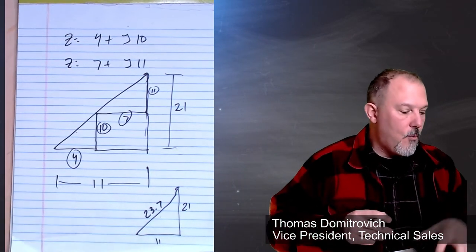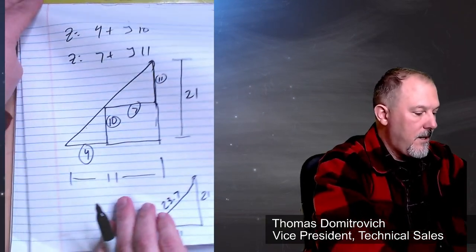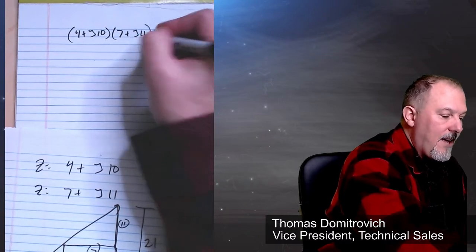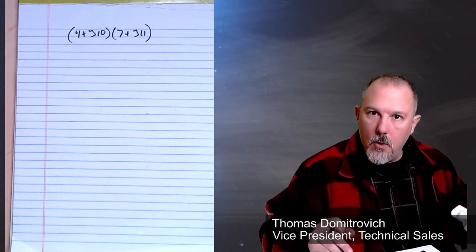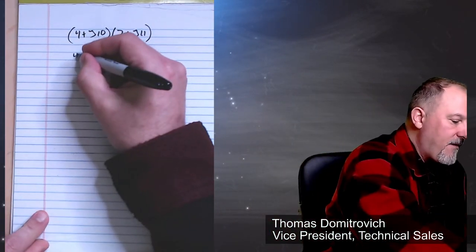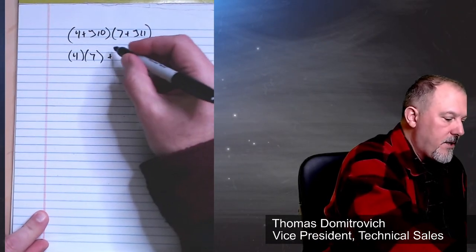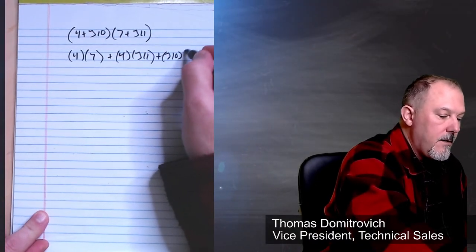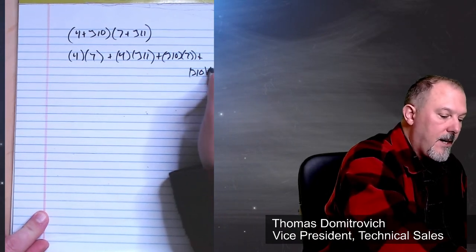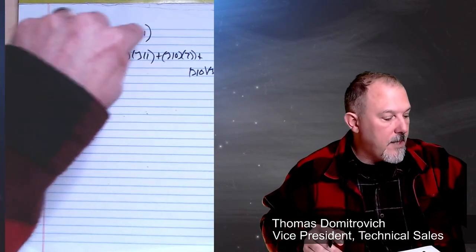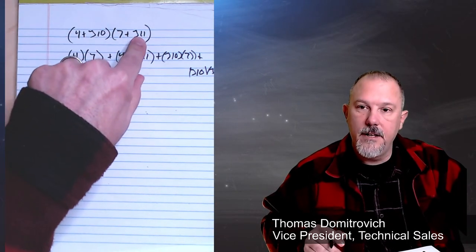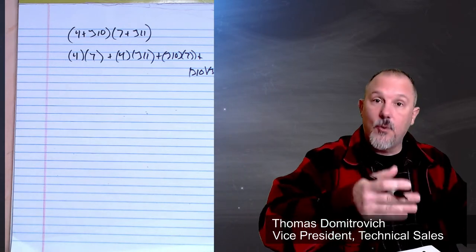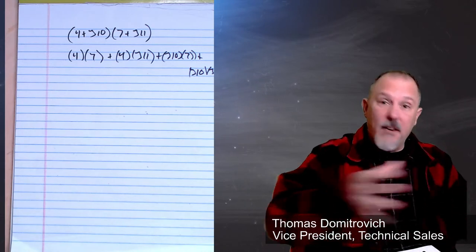Okay, piece of cake. Now, what if I want to multiply those two together, 4 plus J10 times 7 plus J11? If I'm not using polar coordinates, here's how I would have to do it. I would take 4 times 7, plus 4 times J11, plus J10 times 7, plus J10 times J11. And then you have to understand that J times J, the imaginary numbers, J squared is a negative 1. Then you do your math and add them all together. It's very long and complicated.